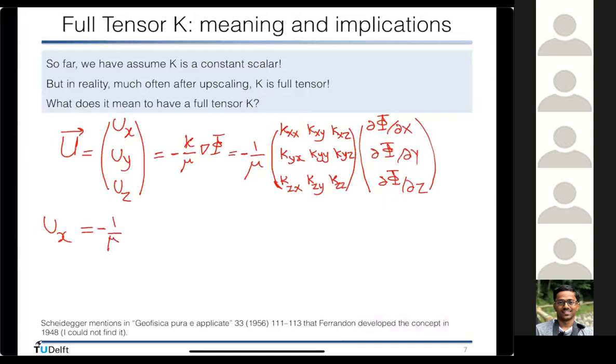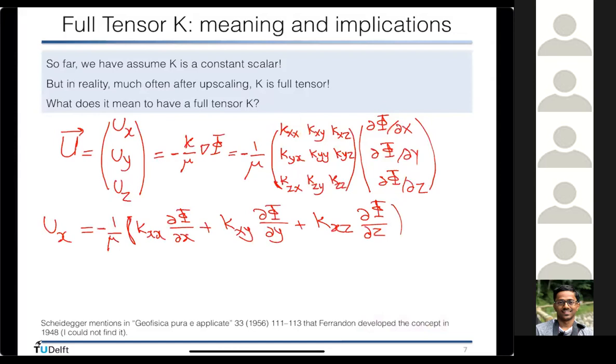over mu times kxx d phi dx plus kxy d phi dy plus kxz d phi dz.